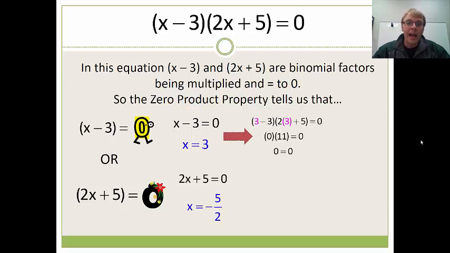Alright, so if x is 3, and I substitute 3 back into my original equation, you can see I end up with 0 times 11, which simplifies to 0, so 0 does equal 0. The equation's true, 3 is a solution.